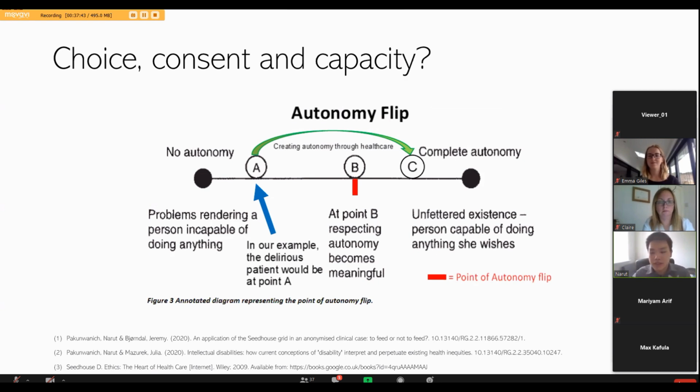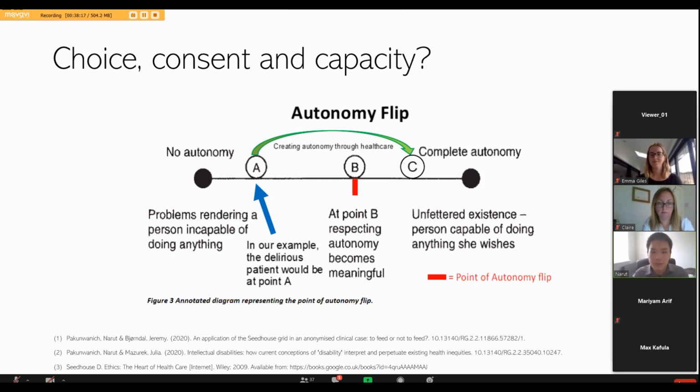That illnesses take away autonomy, and us as healthcare practitioners and clinicians must create the autonomy back for them. But there is something called the autonomy flip, and this is really interesting and has been proposed and talked about in the healthcare ethics community. And that is, at what point does creating autonomy and respecting autonomy, which one should be prioritized? So clearly, if their autonomy is low, they don't really have the understanding to understand the impact of their decisions. For example, a delirious patient would be quite low.